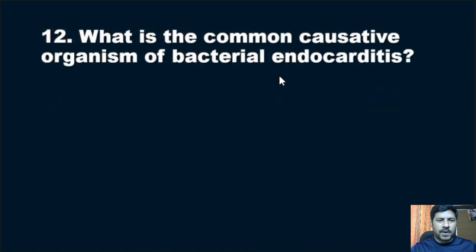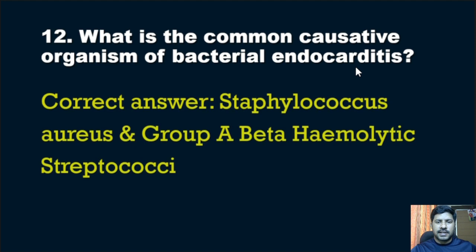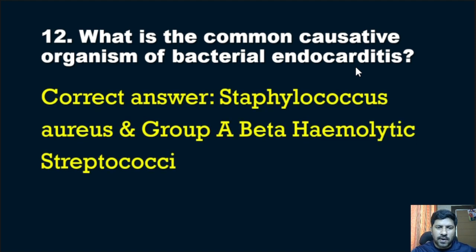Next question. What is the common causative organism of bacterial endocarditis? Correct answer, Staphylococcus aureus or group A beta hemolytic streptococci. Any of these options in your question means you can mark it. Usually the first reason for bacterial endocarditis is Staphylococcus aureus, then group A beta hemolytic streptococci.